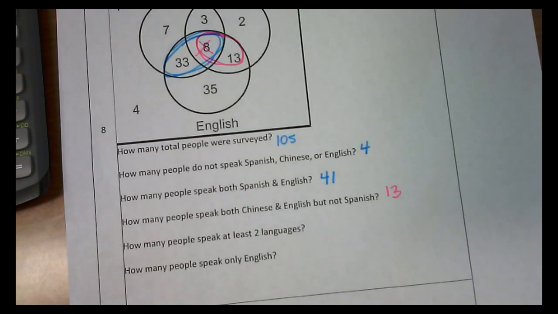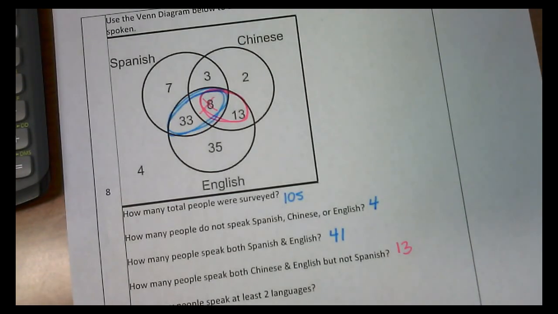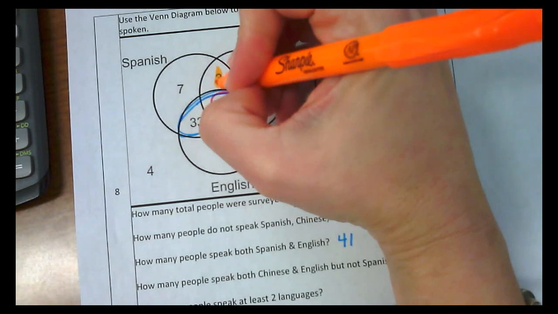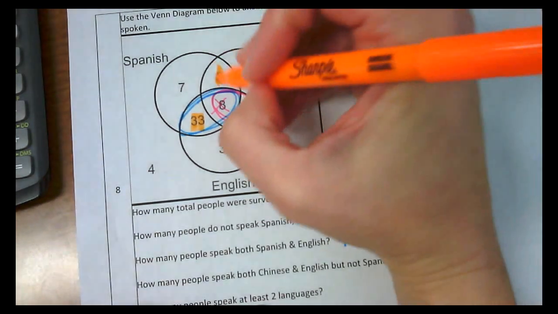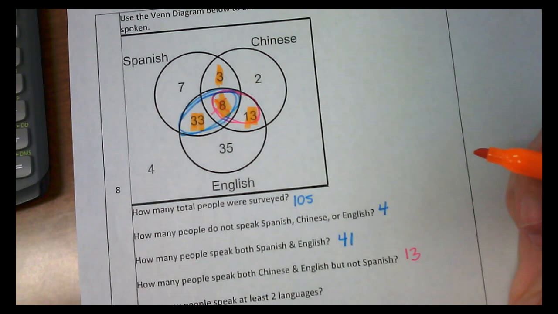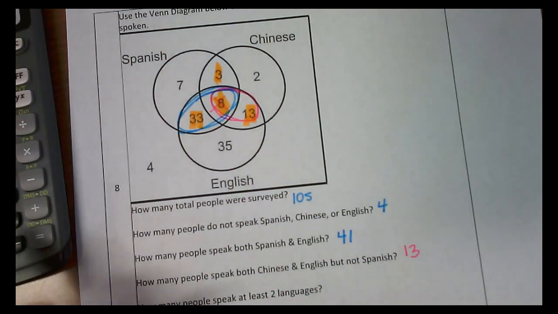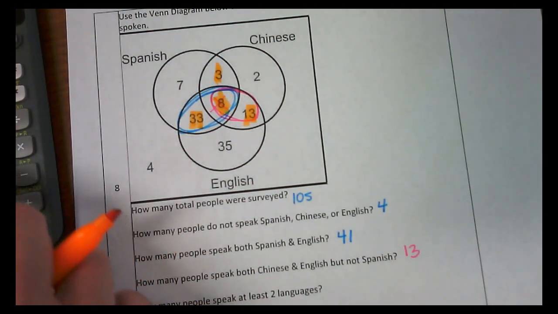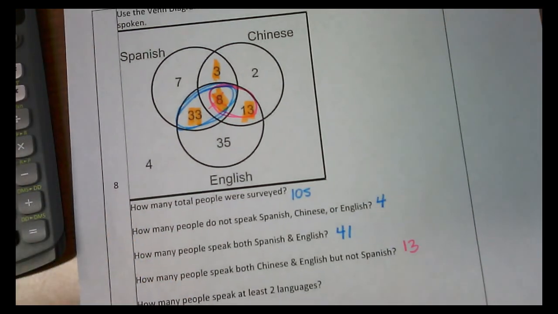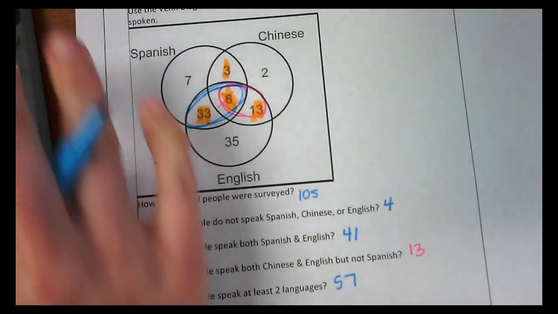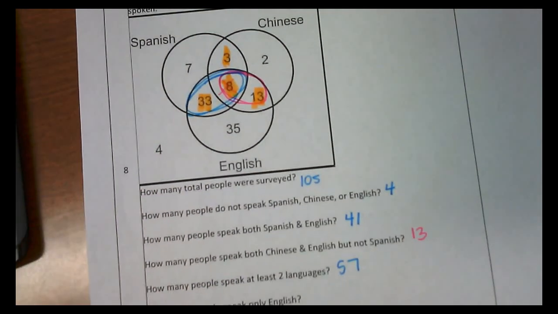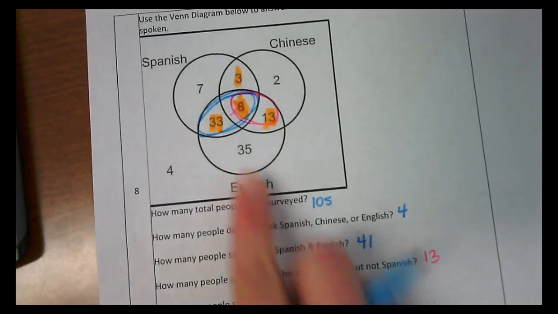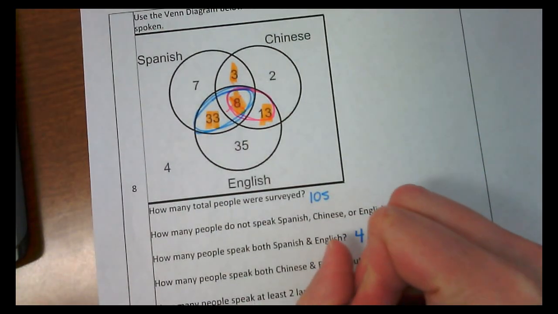How many people speak at least 2 languages? At least 2. So this person speaks 2, this person speaks 2, this person speaks 2. At least 2 means they could speak more than 2. So that's also this person. So I have to add up all 4 of those. So 33, 13, 8, and 3. So 57. And then how many people speak only English would be this 35 that's right here.